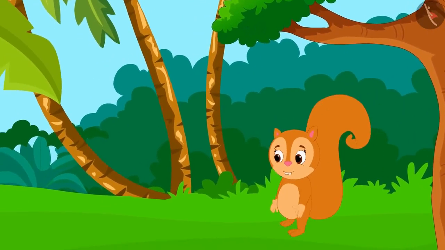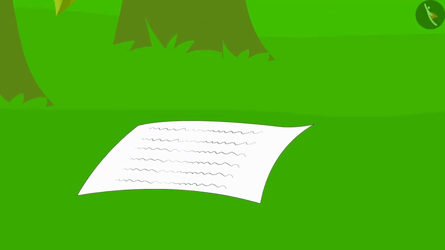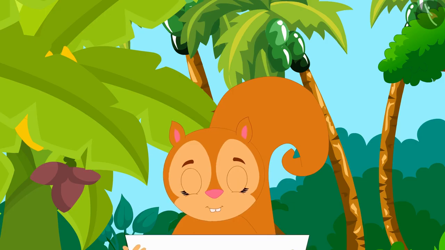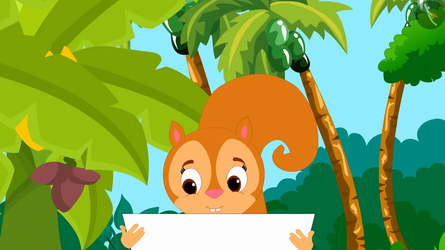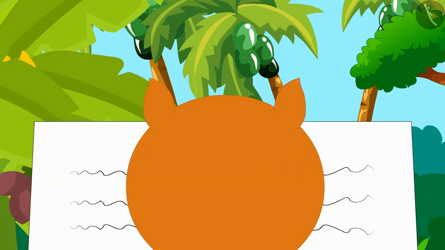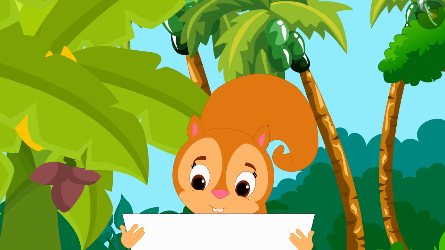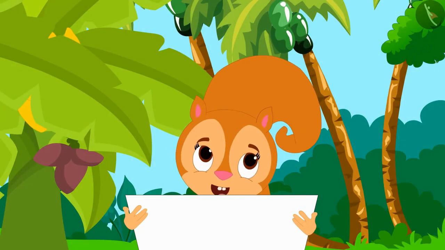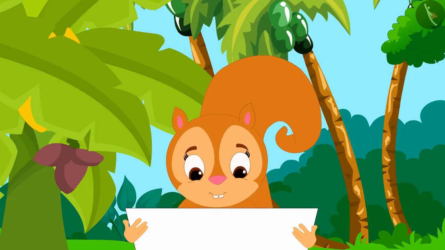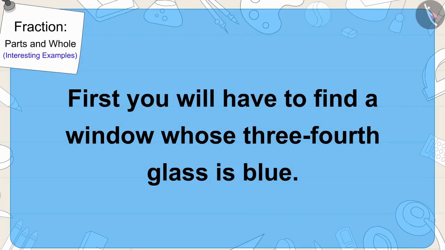One day, Chanda was walking in the garden. There, she found a letter. It was written in the letter that she would have to find some clues. And if she solves all the clues, she would find a treasure. Chanda got excited. She quickly read the letter further. It was written in it that first Chanda will have to find a window whose 3/4 glass is blue.